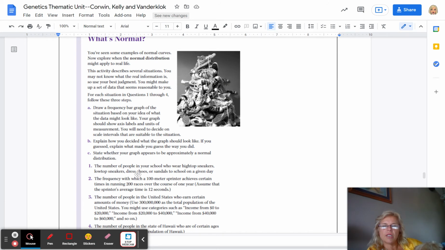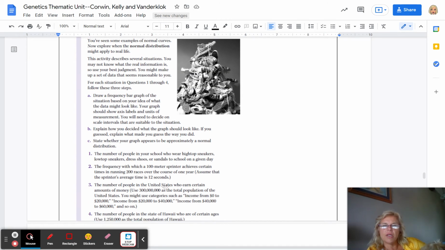For example, you can see number one, how many people do they think are wearing high top shoes, low top shoes, dress shoes, or sandals on a given day? They do this in partners, and then they share their work with the class.